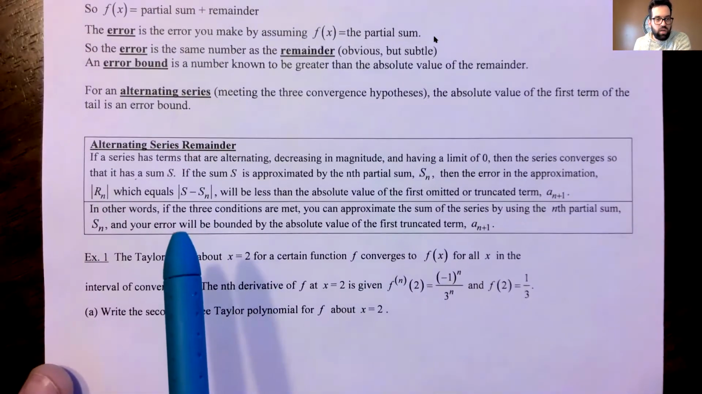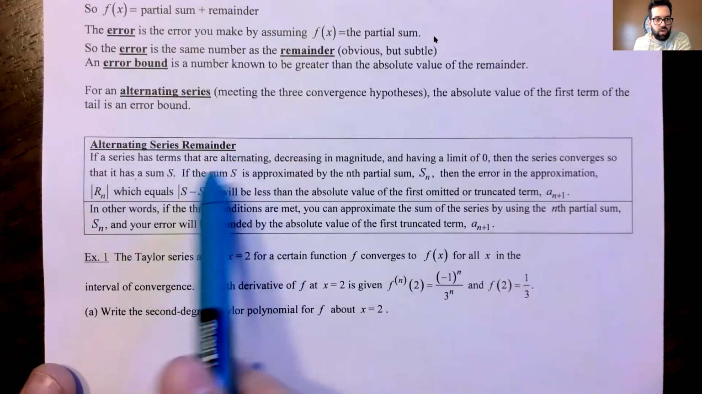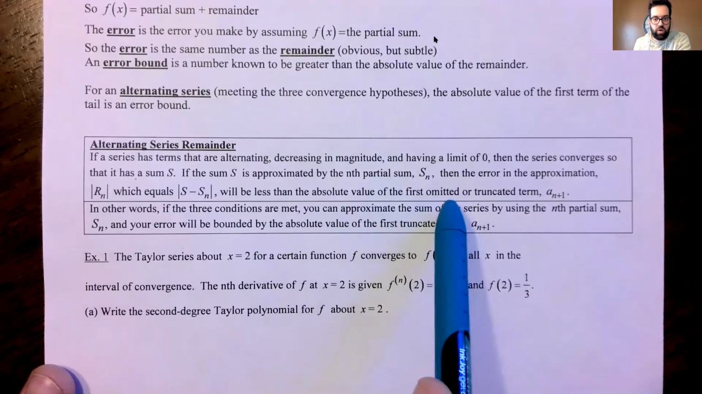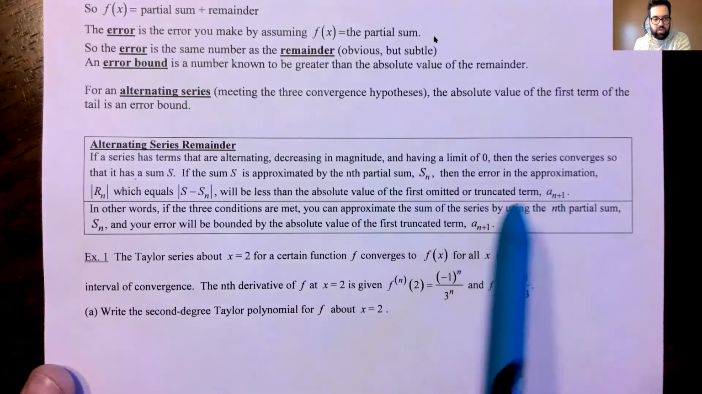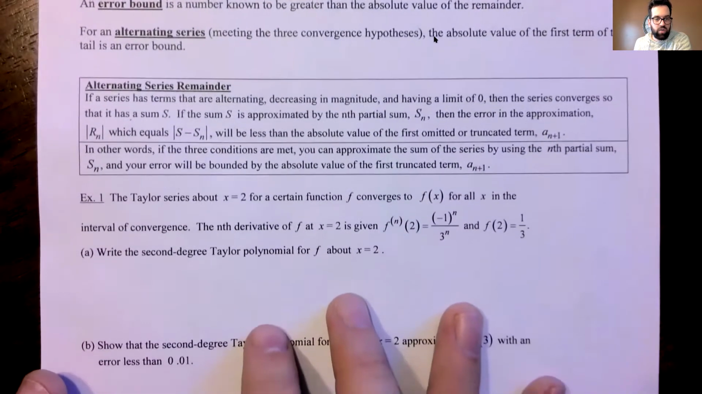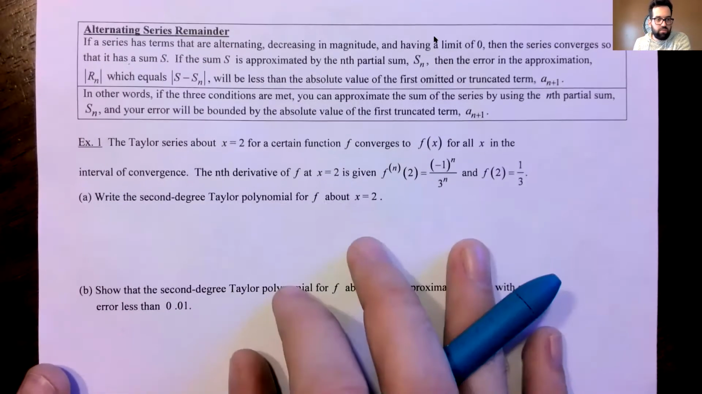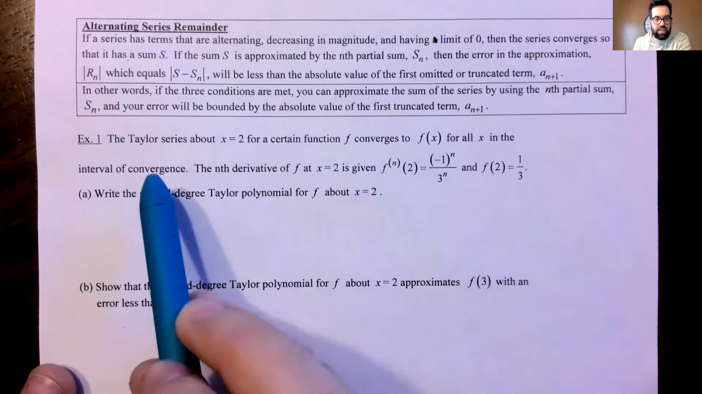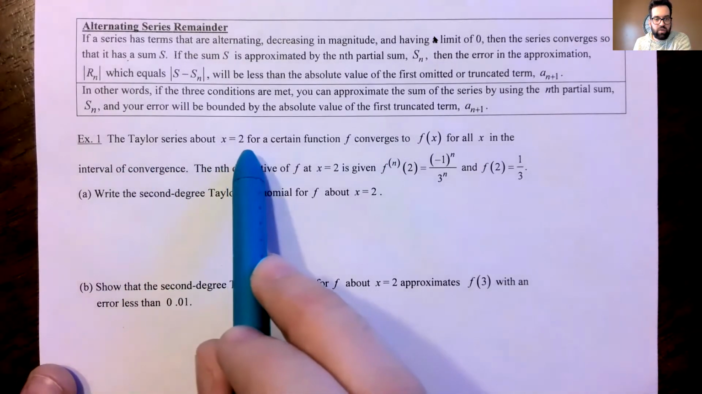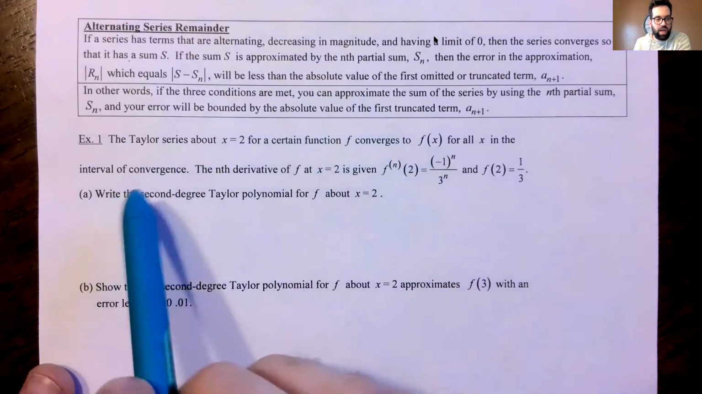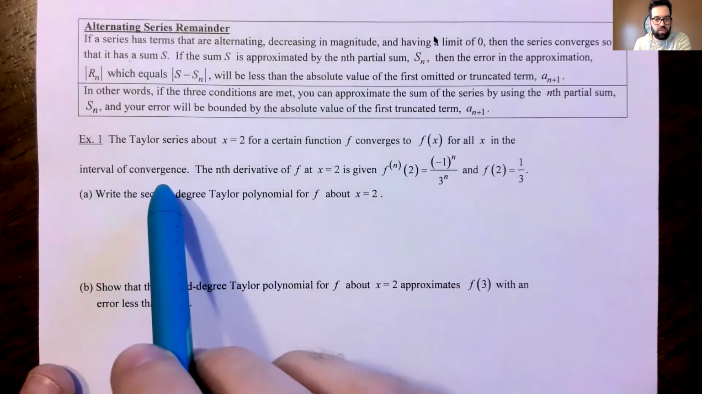Okay, so alternating series remainder, we already know this. The absolute value of the first omitted or truncated term, a sub n plus 1, is greater than or equal to the error. So let's just take a look at example 1 and try this. Let's say we have a Taylor series about x equals 2 for a certain function f, and it converges to f of x for all x in some interval of convergence we're not given.